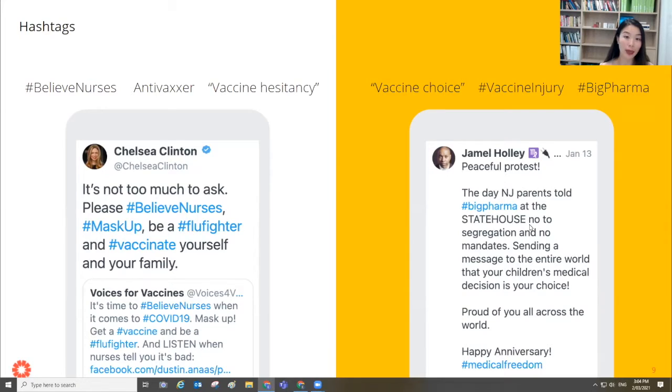So over on the right, we have an example from the other end of these expressions. This person says, "The day New Jersey parents told #Big Pharma at the State House, no to segregation and no mandates, sending a message to the entire world that your children's medical decision is your choice." So vaccine choice, that would be the term here, right? And then also the hashtag at the bottom of the tweet, medical freedom. That's also pretty common in the anti-vaccine community. So you can see the language this person uses is very different from people who support vaccines.